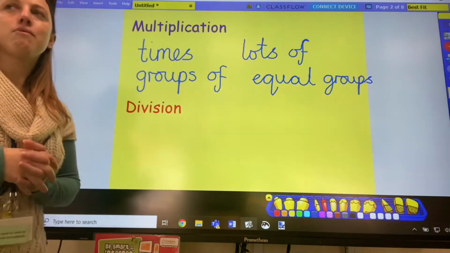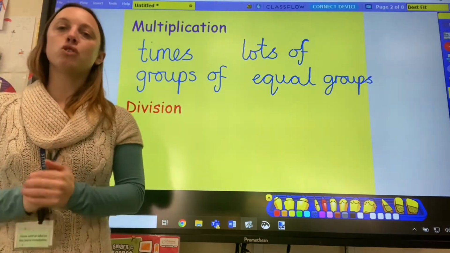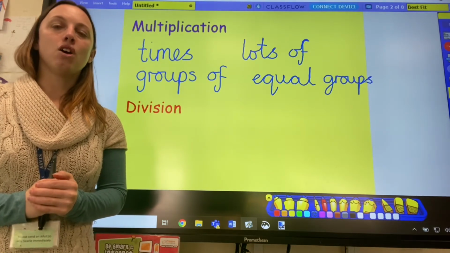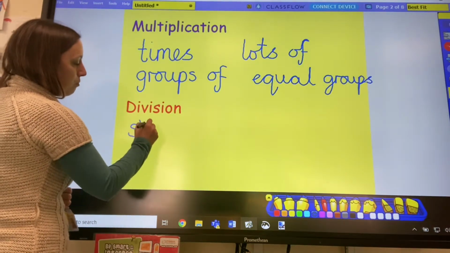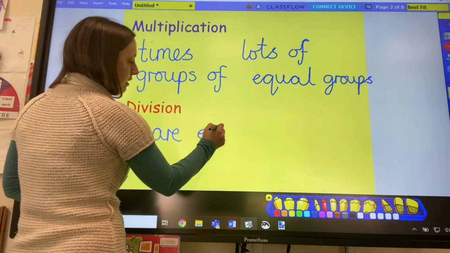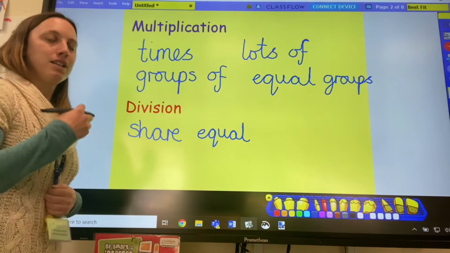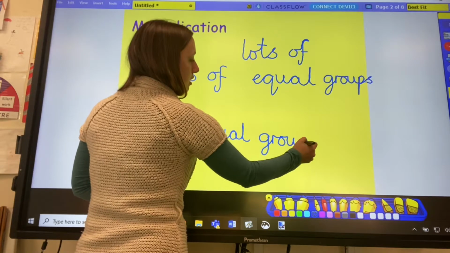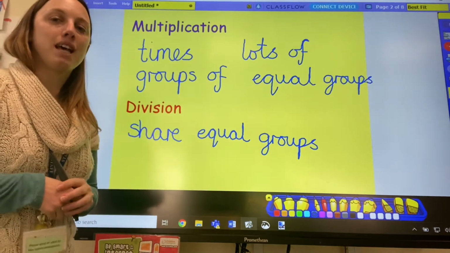Okay, now try and do the same for division. See if you can come up with 2 ways to describe what division means, or 2 words that mean the same as division. Okay, I wonder if you came up with these words. So division is when we share. But it's always important that we share into equal groups. So we're thinking about equal groups as well. As we work through this week, it's really important to remember those words to help us.